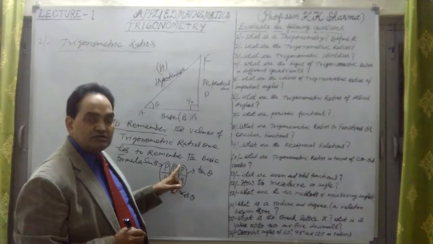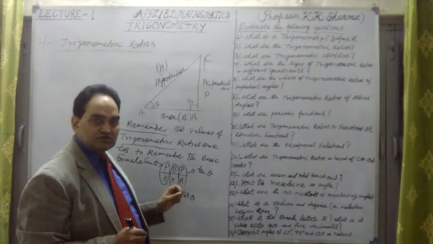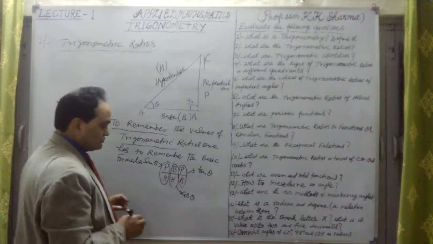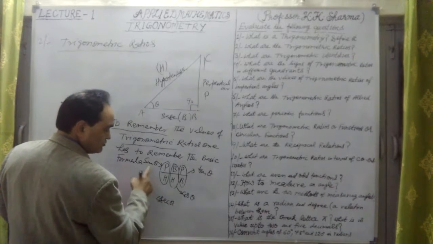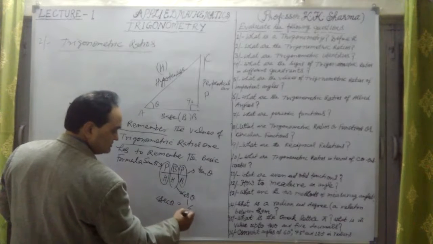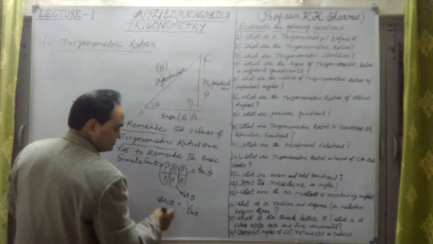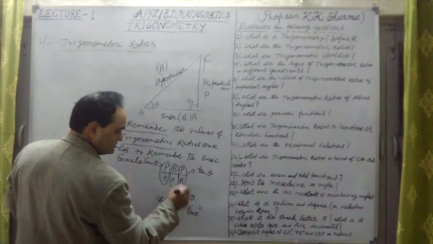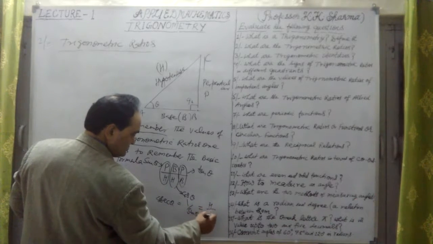H upon B is secant theta. H upon P is cosecant theta. Cosecant theta is the reciprocal of sin theta. So the reciprocal of sin theta we can say is cosec theta. That means cosec theta is nothing but H upon P, hypotenuse upon perpendicular.